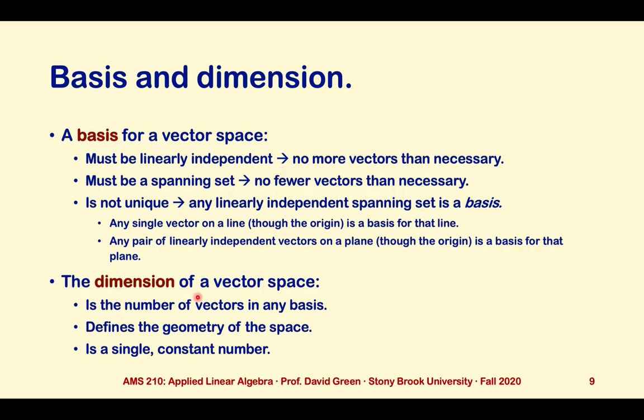The dimension of the vector space is the number of vectors in a basis. Every basis for a vector space has the same number of vectors. It defines the geometry of the space, a line, a plane, or so on, and it is just a single constant number. A vector space has a dimension that does not change, right? Unlike the basis, where there are many, many different possible bases for a vector space.